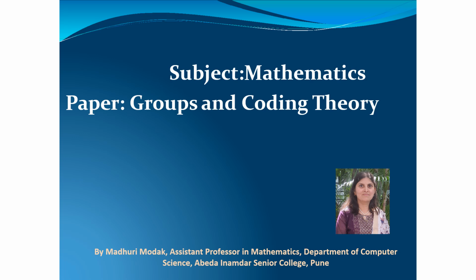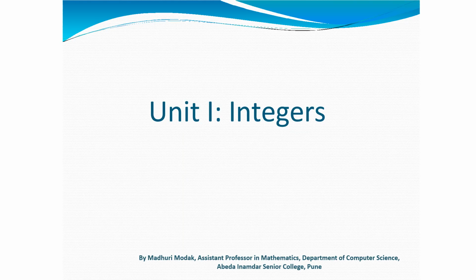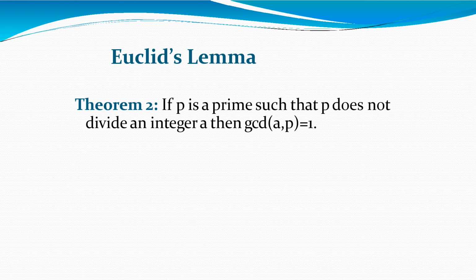In mathematics, groups and coding theory is a very important topic. So today we start with some topics from groups and coding theory. Now the first unit is integers. Now the next point is Euclid's lemma.